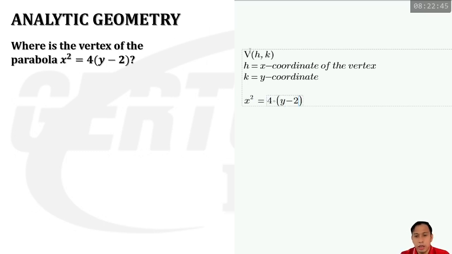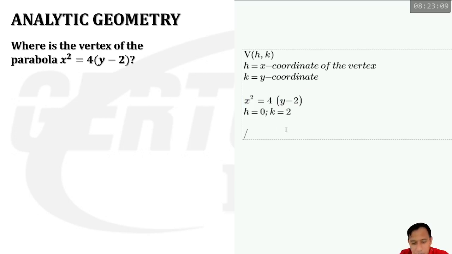It's clear, no? Na walang katabi si x. So, h should be equal to 0, and k should be equal to 2. Okay? Kasi dapat y minus k yan. So, as simple as that. So, that's it. Now, that's the first problem.